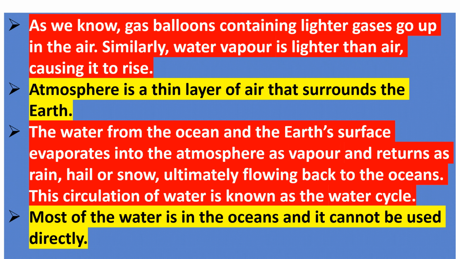Okay, this is called the water cycle. The water cycle is continuous in nature. This is the circulation of water which is moving again and again from the earth's surface to the sky, and then back from the sky to the oceans. It is called the water cycle.